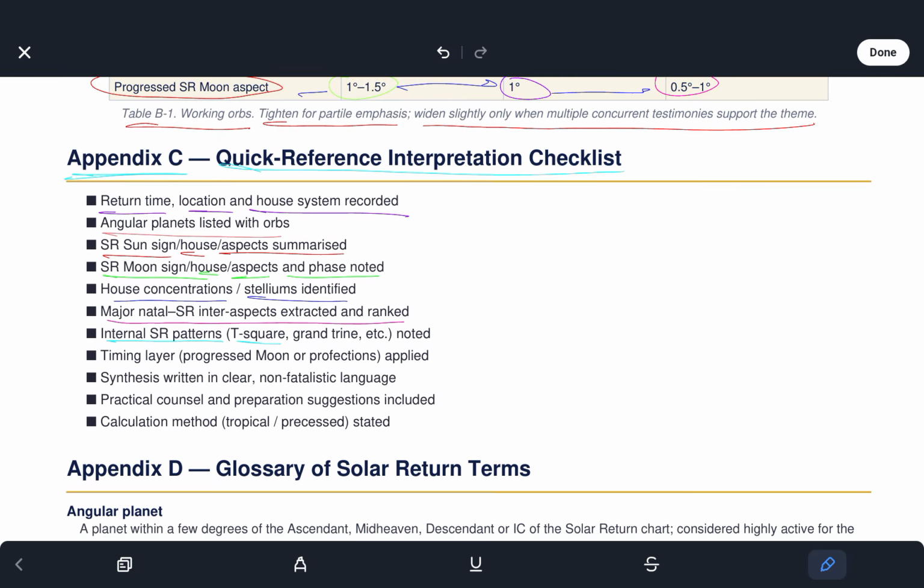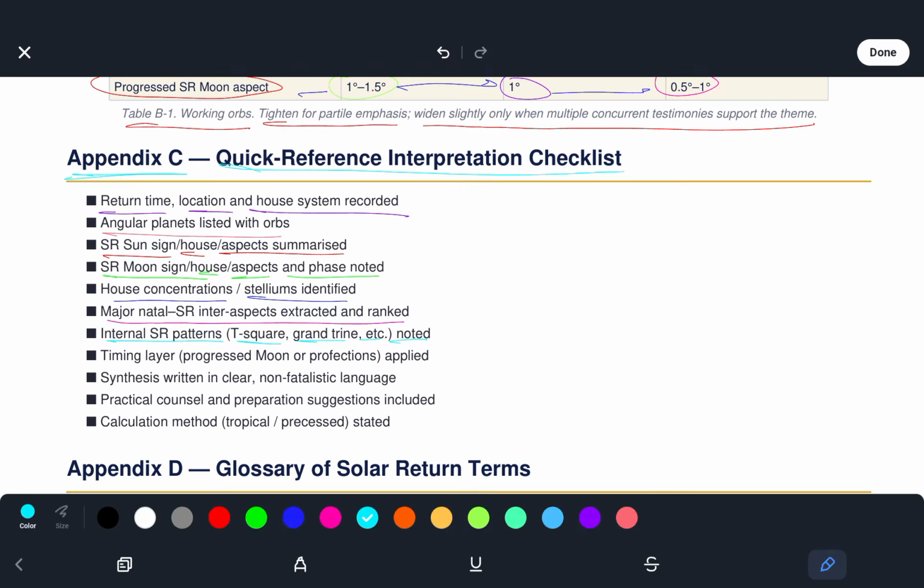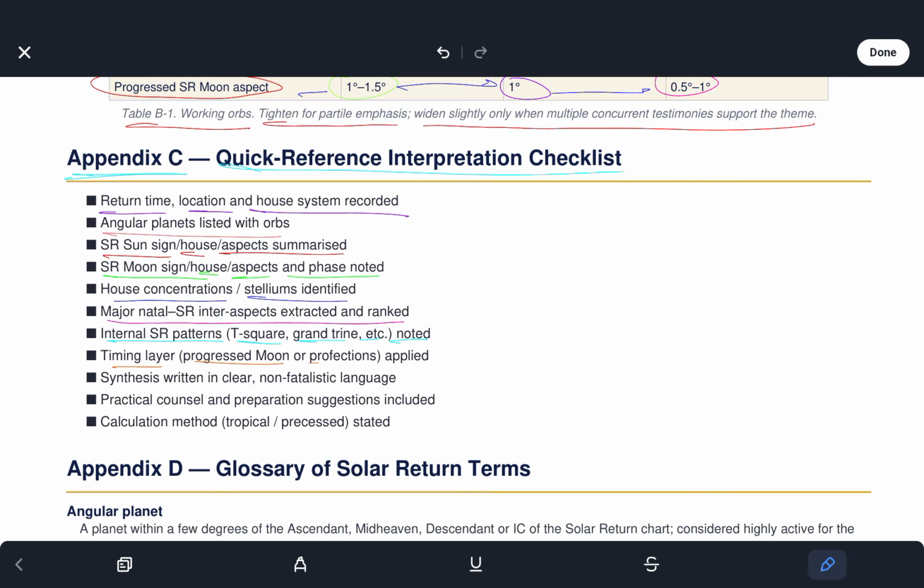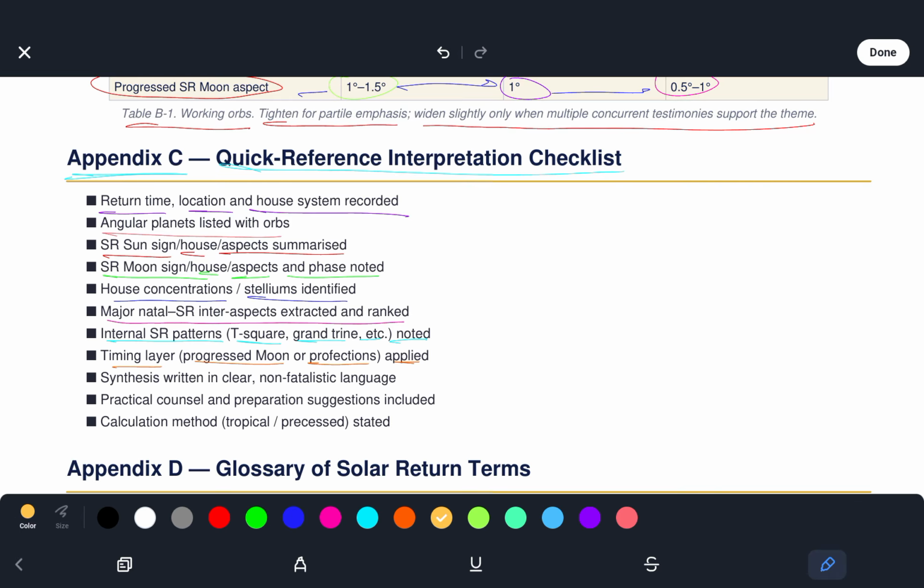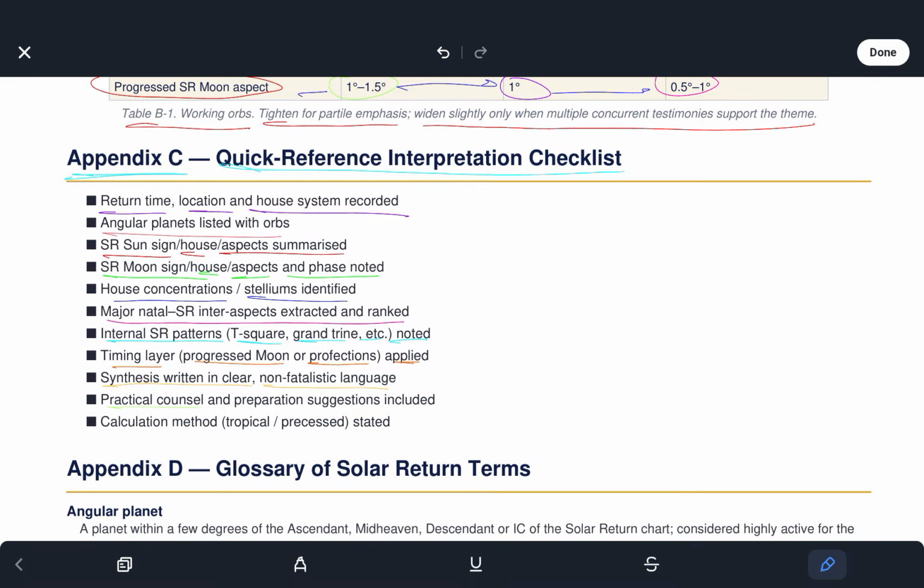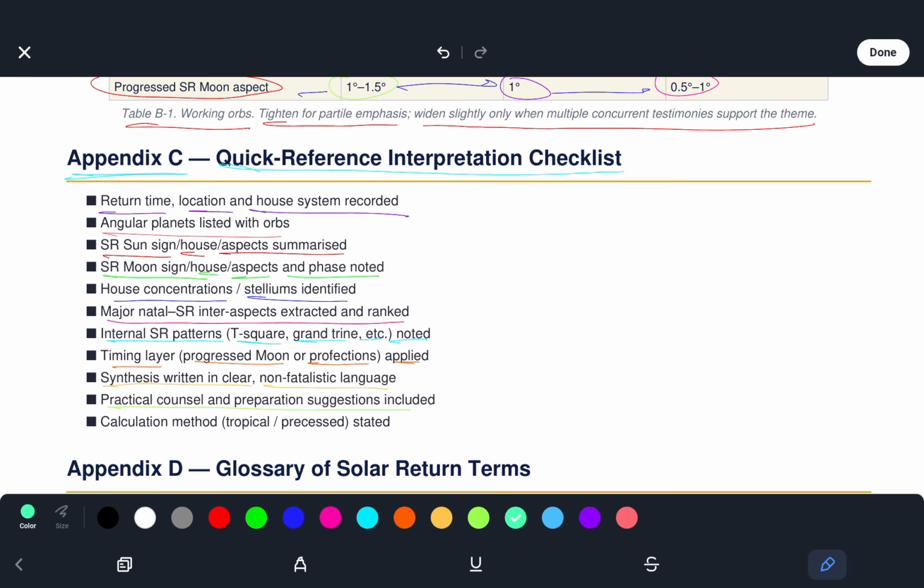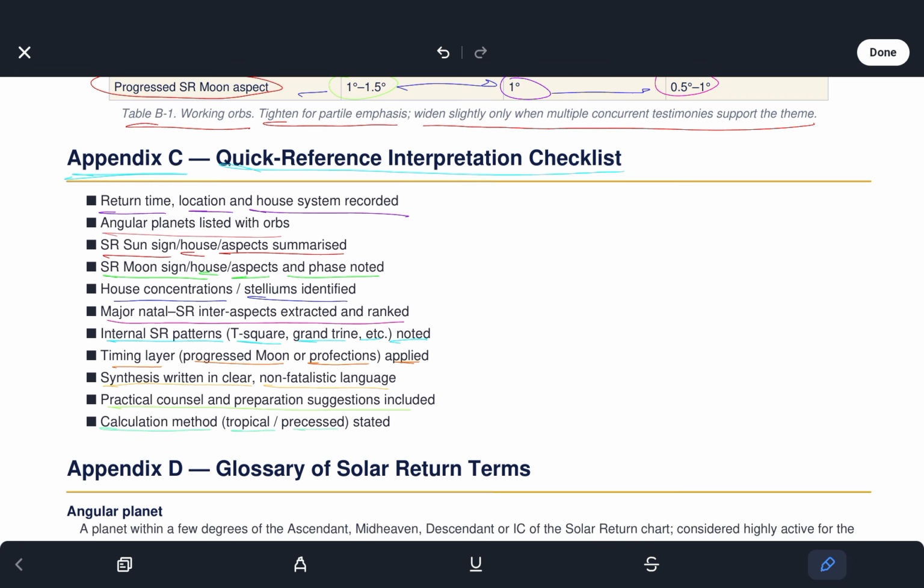Internal SR patterns, T-square, grand trine, etc. noted. Timing later, progressed moon or perfections applied. Synthesis written in clear, non-fatalistic language. Practical counsel and preparation suggestions included. Calculation method, tropical or precessed, stated.